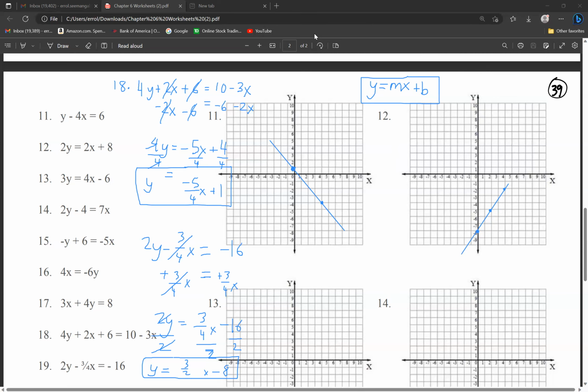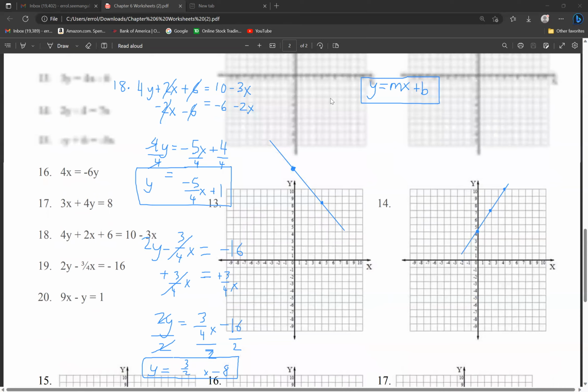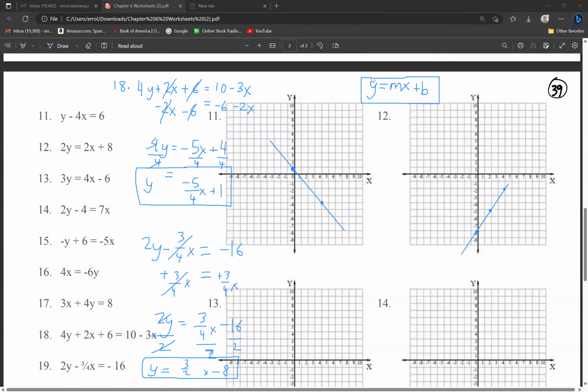I think we got one more. Yeah, 20. All right, let's do 20. Take a picture or copy down 18 and 19. Then we'll do 20. All right, you got it? All right, let me erase it.